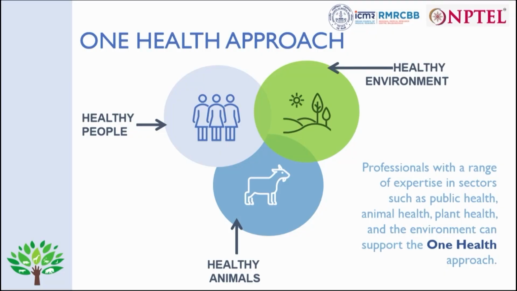Since this course deals with One Health, you should be aware of what One Health is. One Health is animal health, human health, and it also comprises environmental health. If there are healthy people, healthy animals and a healthy environment, we can expect a good environment for One Health. Professionals with a range of expertise in sectors such as public health, animal health, plant health and the environment can support the One Health approach. That is how One Health has become very important.